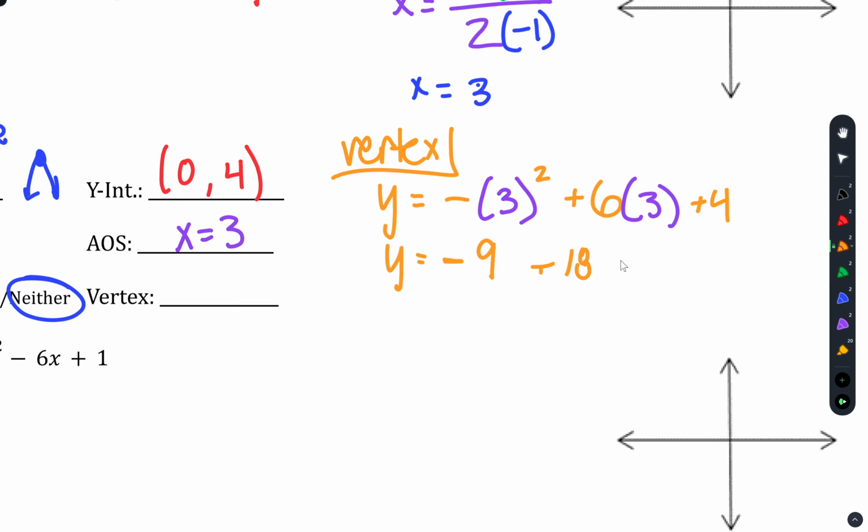Plus 18, plus 4. I believe this is a positive 13. Is that true? Positive 13. That sounds right to me. So my vertex is located at 3, 13.